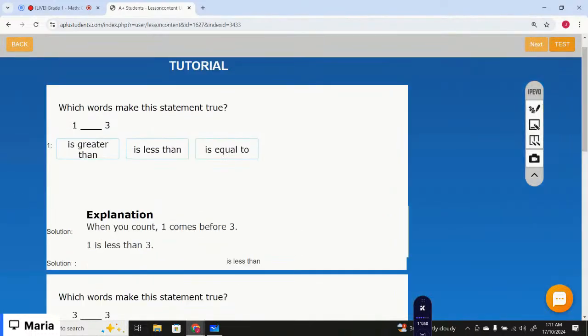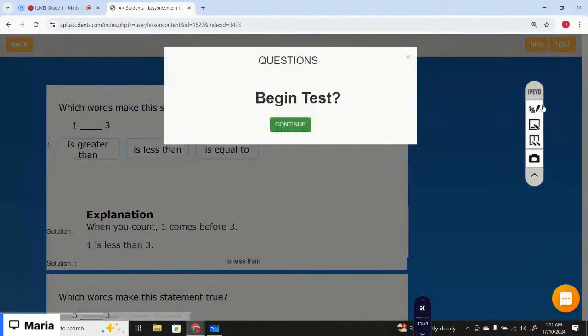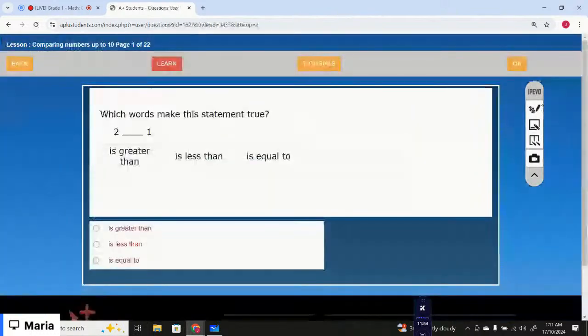Okay, let's just start with the test questions. Let's see how we compare the numbers. Which words make the statement true? 2, you have to compare it to 1.